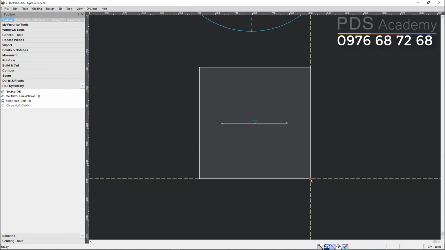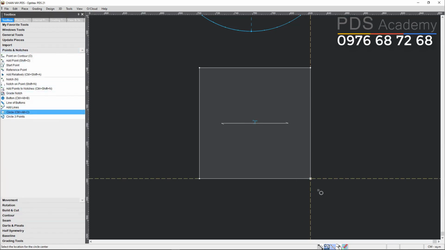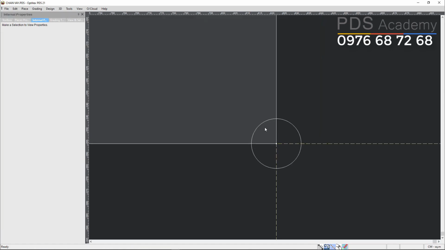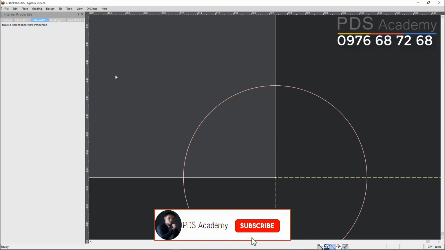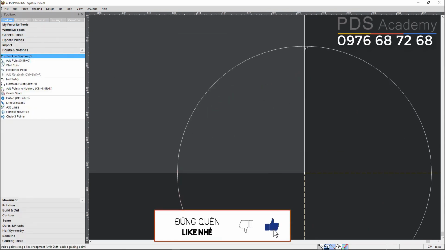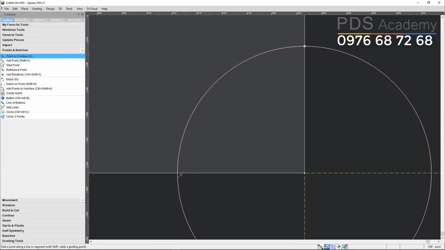So this is the range of the circle, right? And I'll create a circle with this radius from here. I take this circle with a radius of 10.19, enter. So this circle of ours will reach this point. Now I'll click on the point command and add a point exactly at this spot.